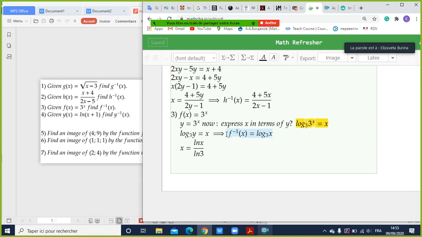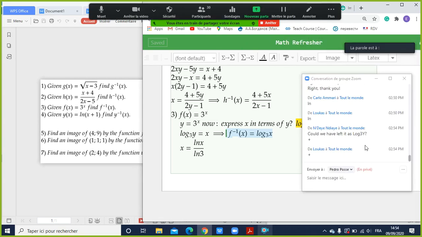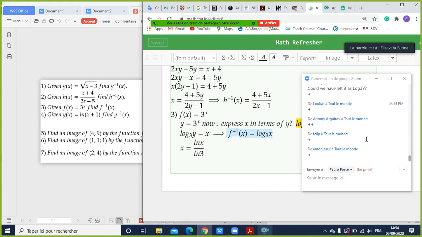Equals this. Okay? Is it good? Just put pluses if it's good. Okay. And if you're not putting plus, then tell me what is that you don't like.